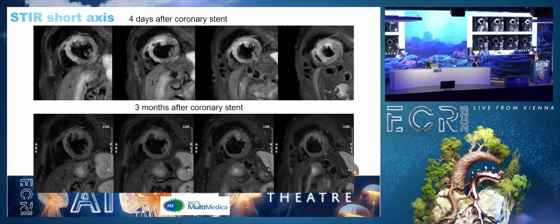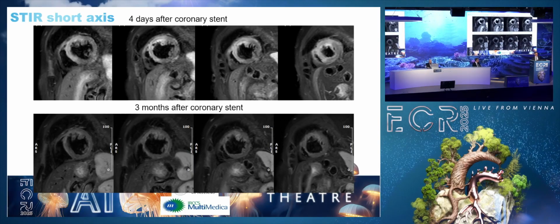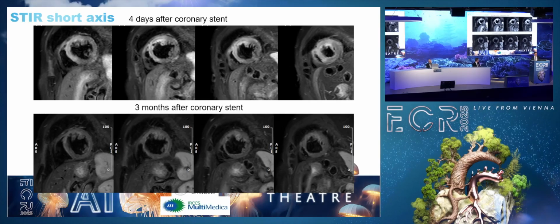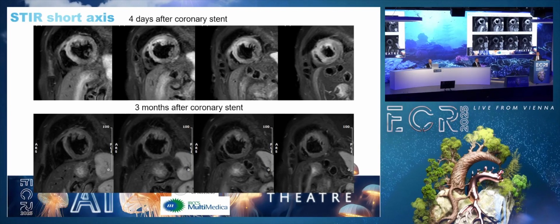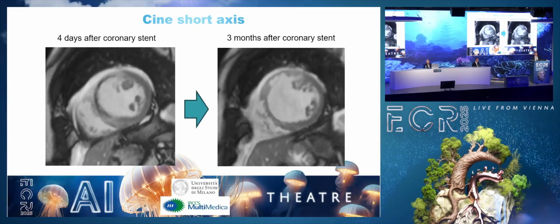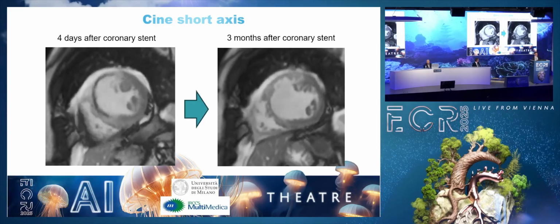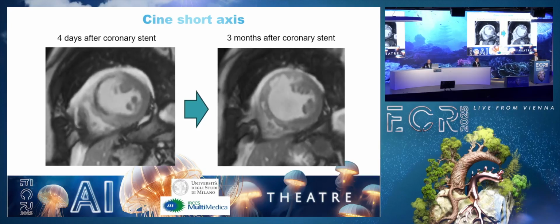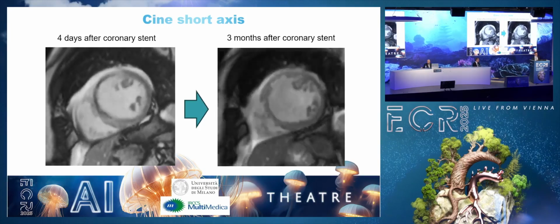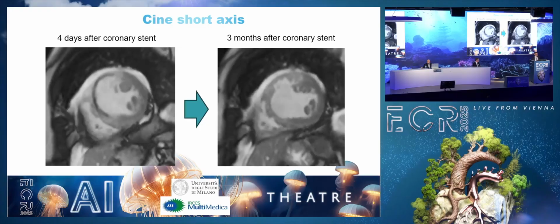And this is an example of a patient in the acute phase with a large edema in the STIR images immediately after the stent revascularization of the coronary artery. And then 3 months later, there is no more edema because there is no more acute condition. And so this is a good sign. And here you can see a different state of contractility between the acute phase here and the late phase here, after 3 months from stenting.